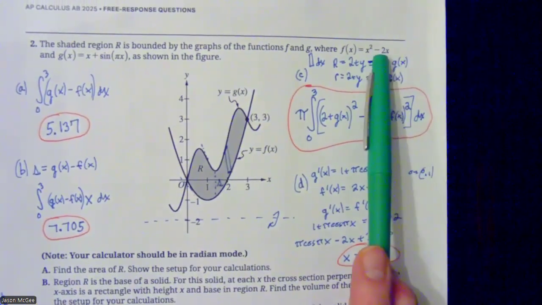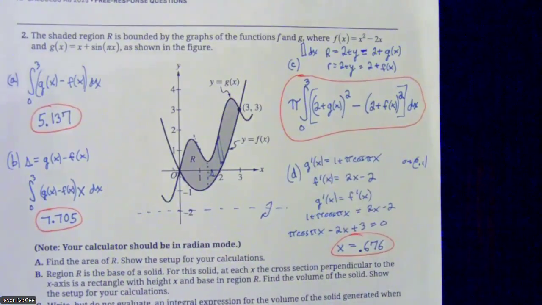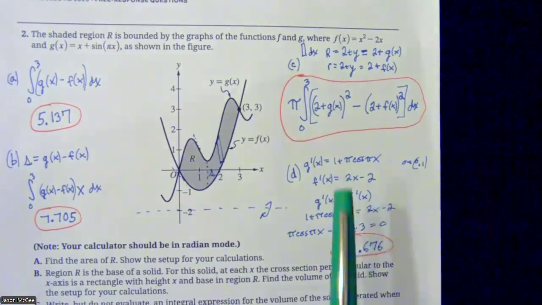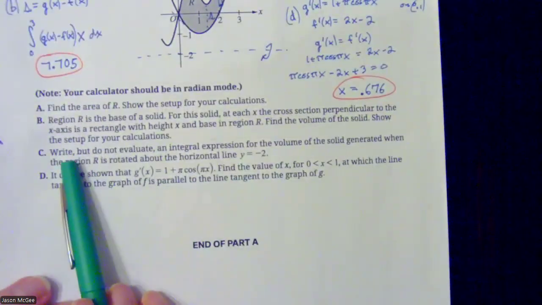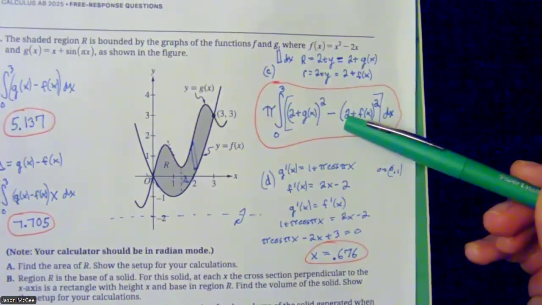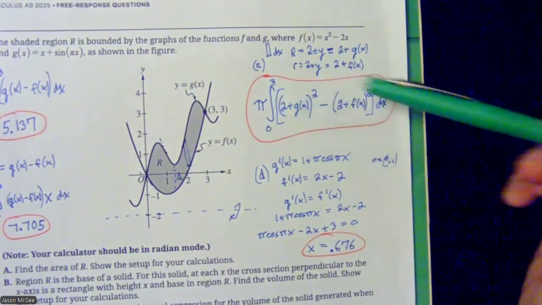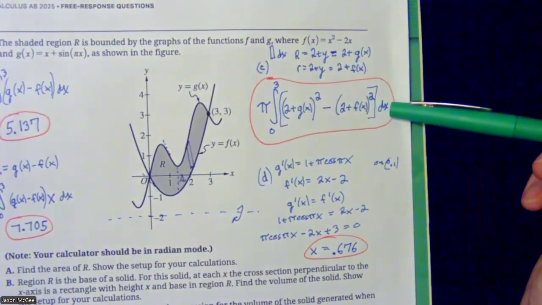And again, you could have this as your y1 and this as your y2 in your graphing calculator, and you can just do 2 plus y2, 2 plus y1. Actually, we don't even need to evaluate this one. It says write, but do not evaluate an integral expression. So you just had to set it up using your disk method. You've got your pi out in front, and then from 0 to 3, make sure you remember your little differential, your dx.